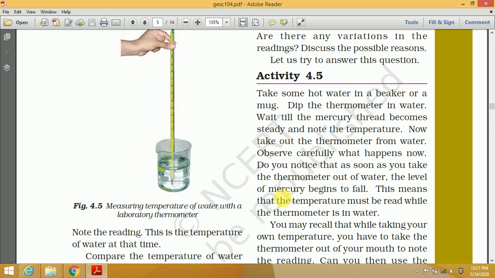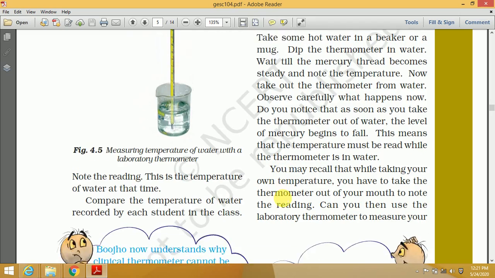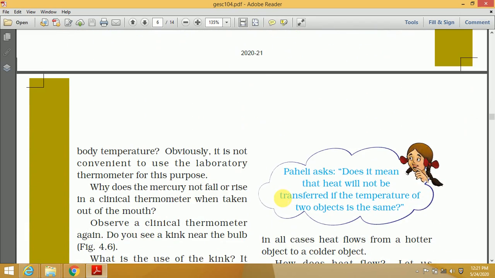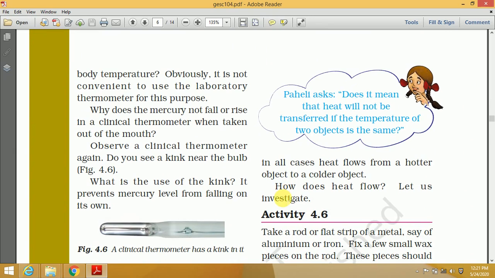So what is there in the clinical thermometer which is preventing the mercury to fall down by its own? So there must be something. So let us see what is there in case of clinical thermometer. So you can see here one kink. This is the clinical thermometer, and there is one kink here. This kink will not allow the mercury to fall down by its own. Because of this kink, the mercury level will never fall down by its own.